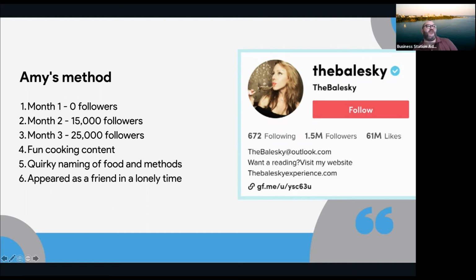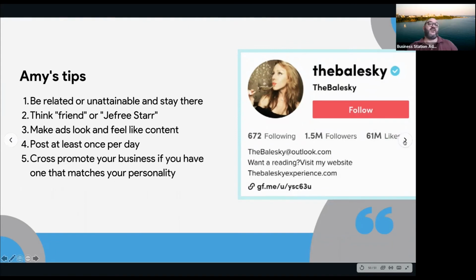And she does it through providing fun cooking content. She just names things really, really quirky names. She doesn't name what normal people would. And she appears as a bit of a friend to people who were in a very lonely time during COVID. She tips that you should be relatable or unattainable. Be one of the two. Either be an influencer who's got this unattainable life like Jeffree Star, the cosmetics influencer, or you become people's friend that feels like they could talk to you in the street and feel safe and be accepted by you.